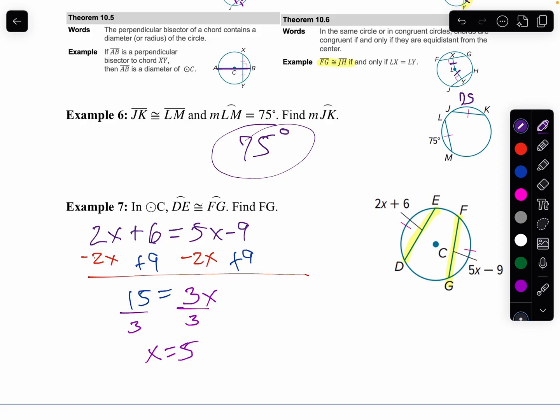But on this one, I don't want just x. I want to know what F to G is. So I'm going to replace x with 5. 5 times 5 minus 9. 25 minus 9 is 16. And there's your answer. F to G is 16.